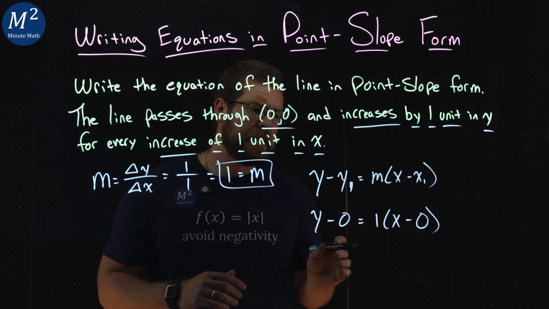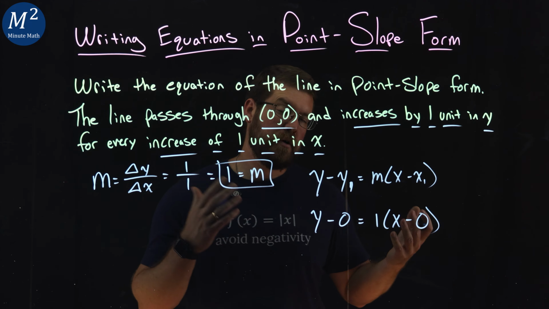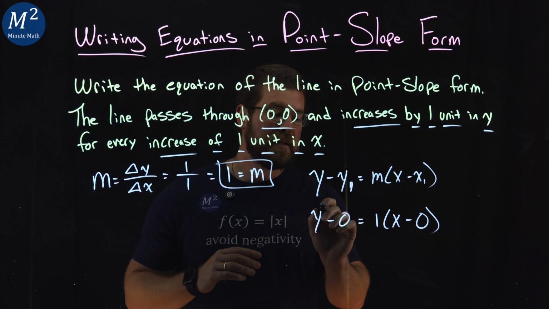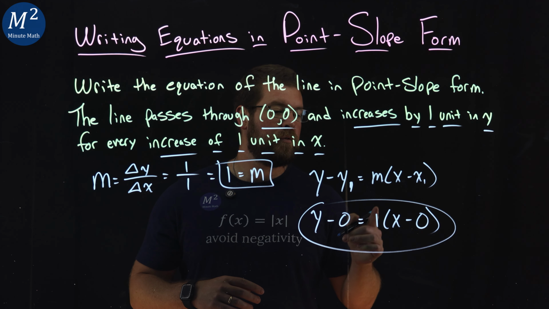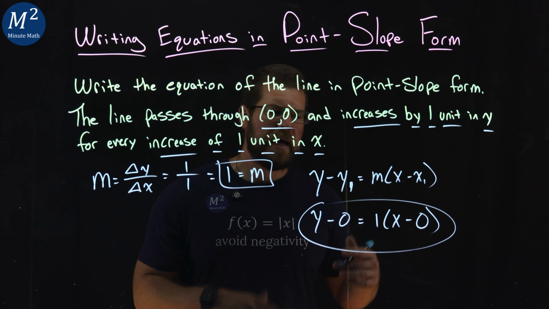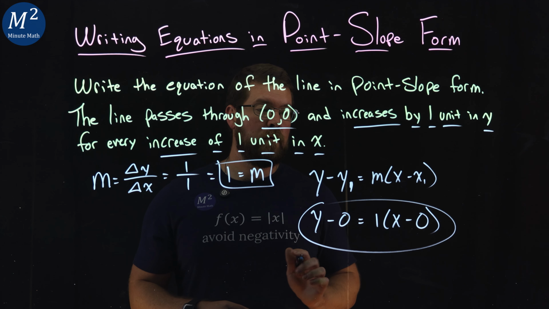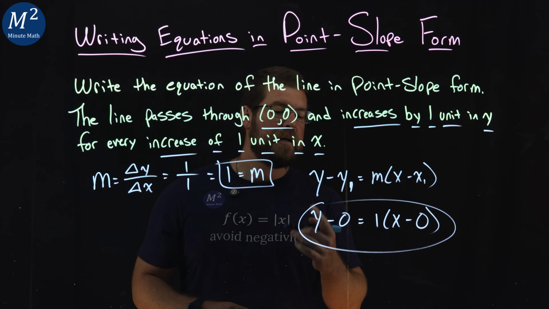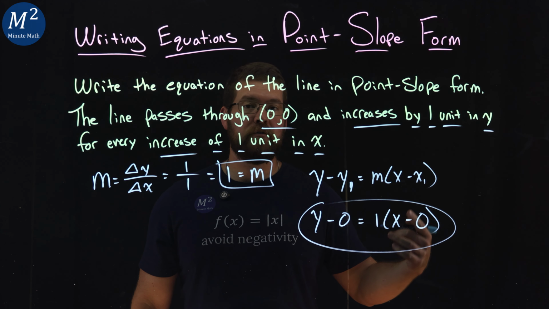Now, if we look at this here, it almost looks too simple, and if we wanted to simplify it all, it would be the same line. But if we want to show it in point slope form, I'm going to leave it as such. Y minus 0 equals 1 times x minus 0. This would simplify to be y equals x, but for right now, point slope form, y minus y1 equals m times x minus x1, is our y minus 0 equals 1 times x minus 0.